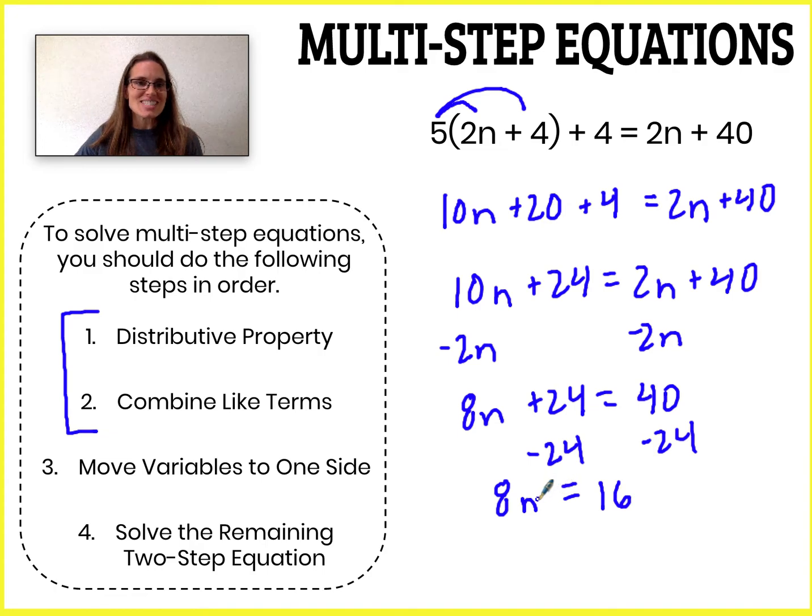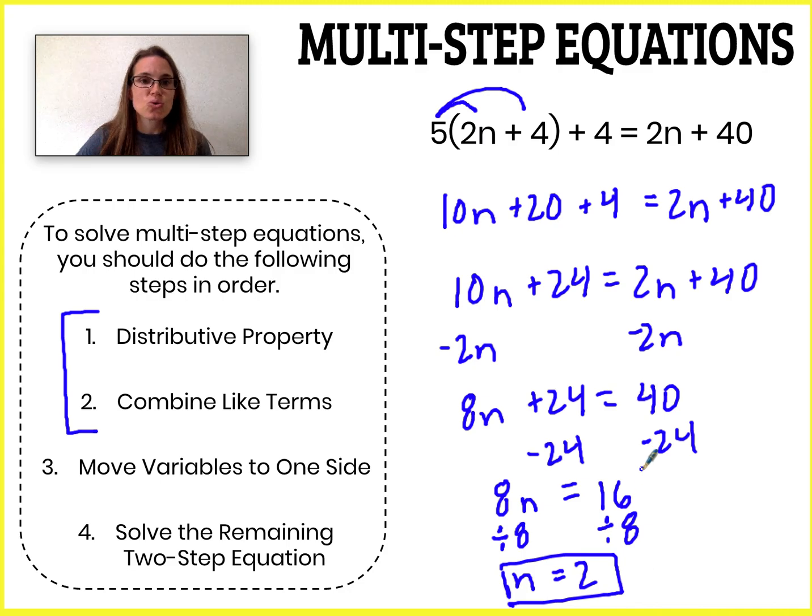Last step, I have a one-step equation. 8n, I just undo that multiplication by 8, dividing, and I could use a division bar, but I'm going to go ahead and just use the division symbol, dividing both sides of my equation by 8. 8n divided by 8 is just n. N equals 16 divided by 8, which is 2. N equals 2 is my solution to this equation.